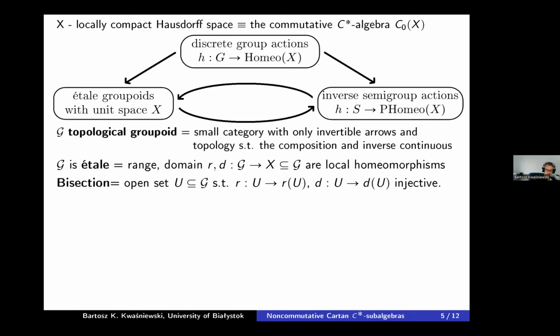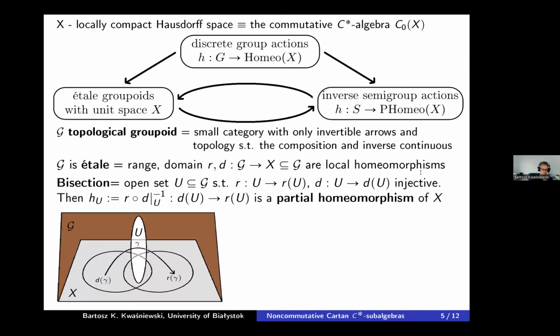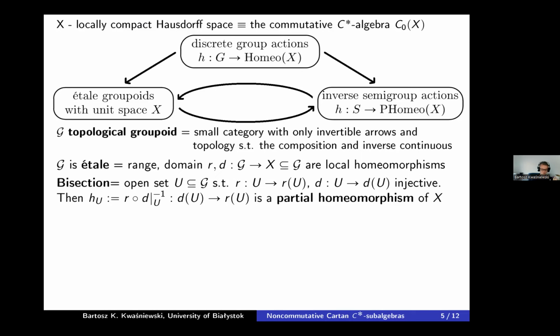Another way one could phrase this étaleness is that it has a cover by bisections. By a bisection, I mean an open subset of the groupoid such that the range map and the source map restricted to this bisection are injective. So if they are open, this means that they are homeomorphisms from U to r(U) and from U to d(U). And any such bisection determines in a natural way a partial homeomorphism on this space X. So this will give us this inverse semigroup action.